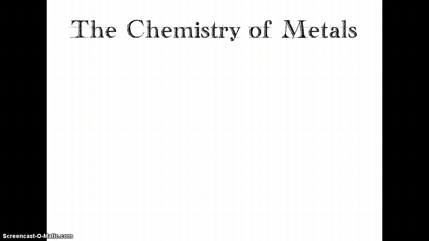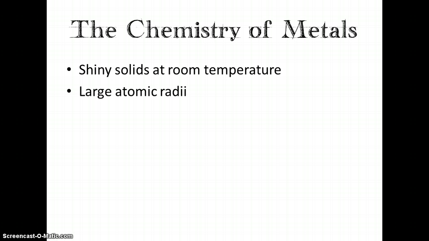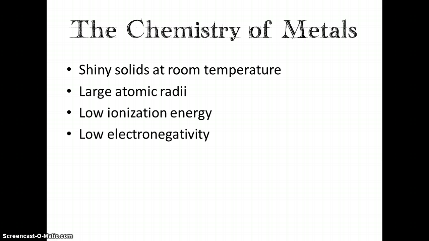So let's talk about the properties of metals. They are shiny solids at room temperature, except for mercury, which is a liquid. They have large atomic radii, meaning that the distance from the nucleus to the valence shell is fairly large. They have low ionization energies. Ionization energy is the energy that is required to remove electrons from atoms. They have low electronegativities. Electronegativity is the measure of the tendency of an atom to attract electrons to itself.